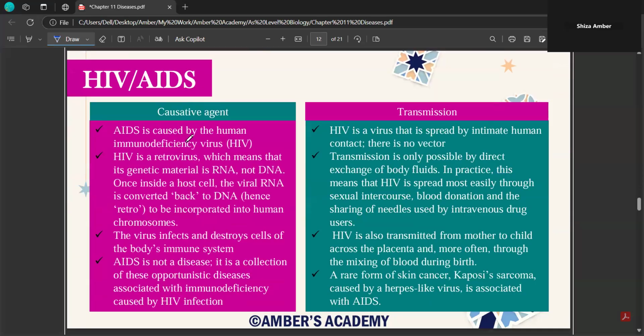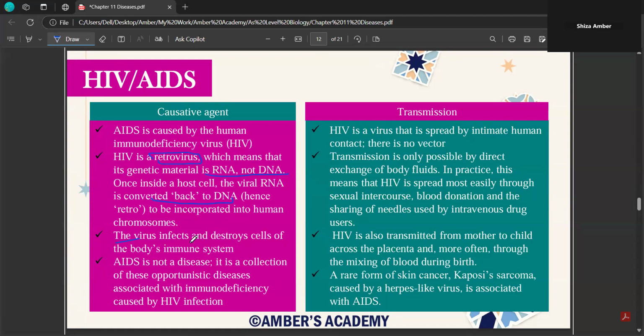HIV/AIDS is caused by the human immunodeficiency virus. HIV is a retrovirus, which means that its genetic material is RNA, not DNA. So it's a retrovirus. It's very important information. It has RNA instead of DNA, but to gain entry into humans, it converts its RNA into DNA. This is why it is known as a retrovirus. So once inside a host cell, the viral RNA is converted back to DNA in order to be incorporated into human chromosomes, because we have DNA, we do not have RNA.